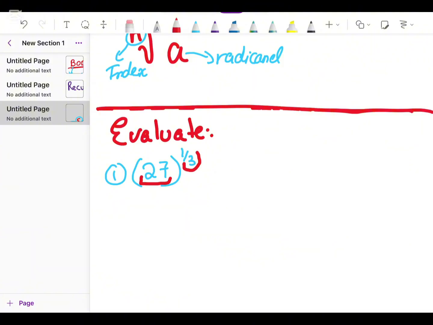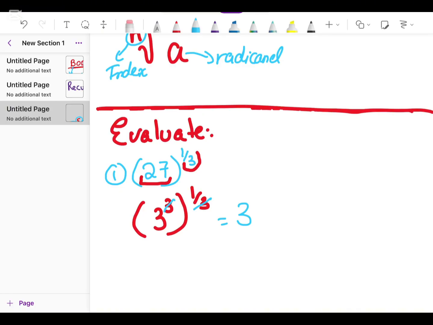Now I have to break 27 into a cube of any number. If you know the cubes and the squares, then these questions are very easy for you. 27 is basically a cube of 3. So I will write 3 power 3, and I have 1 upon 3. So this cancels out, and the final answer will be 3. That's it. The trick in this question is that the denominator is 3, so I try to break the number into the power of a cube and then cancel out. So 3 will be the final answer.